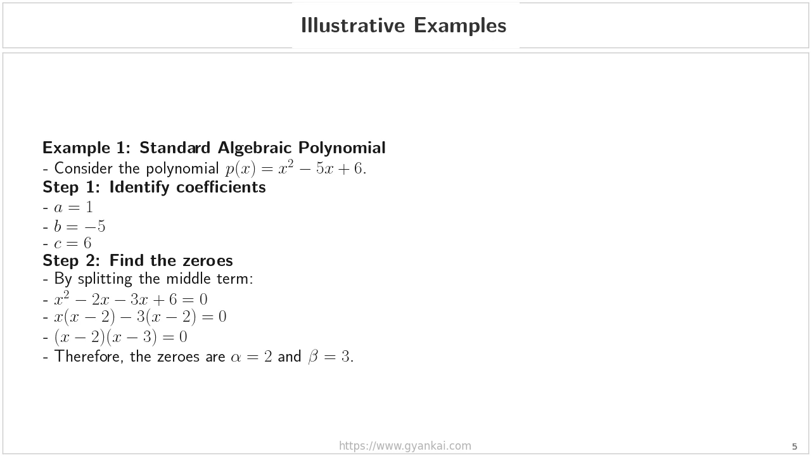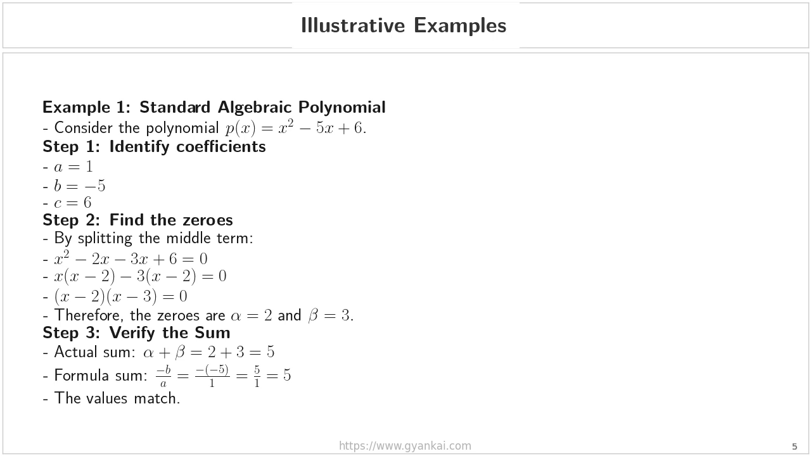Step 2 is to find the actual zeros of the polynomial. We will use the method of splitting the middle term that you are all familiar with. We rewrite the middle term, negative 5x, as negative 2x minus 3x. This gives us x squared minus 2x minus 3x plus 6 equals 0. Now we group the terms to factor out common elements. x times the quantity x minus 2, minus 3 times the quantity x minus 2, which simplifies beautifully into the product of the quantity x minus 2 and the quantity x minus 3, all equal to 0. From this, we can clearly see that our two zeros, alpha and beta, are 2 and 3.